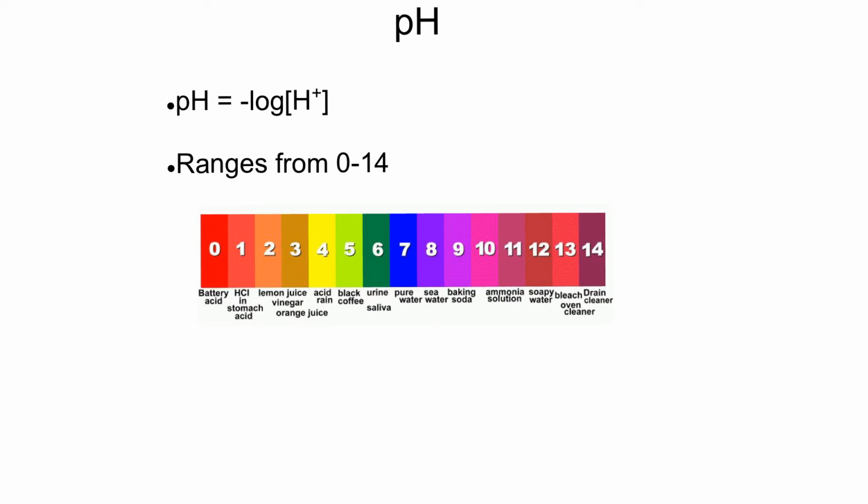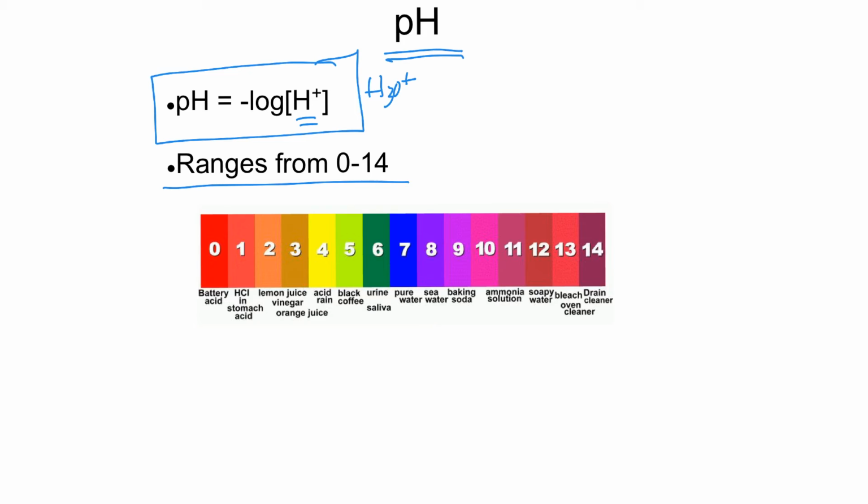So now let's talk about pH, all right? pH is a measure of acidity or basicity or alkalinity. And pH is the negative log of the hydrogen ion concentration. Remember, we could easily replace that with hydronium. Okay, same difference. It ranges from 0 to 14. So we know this, right?